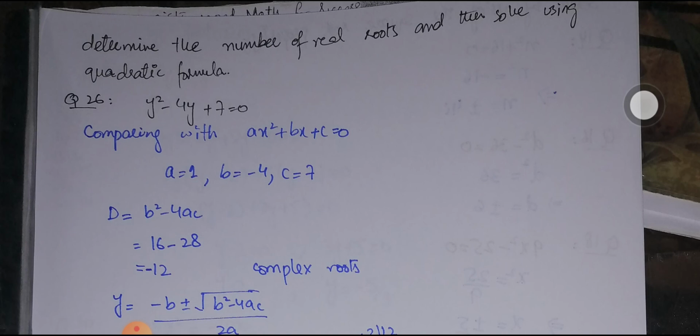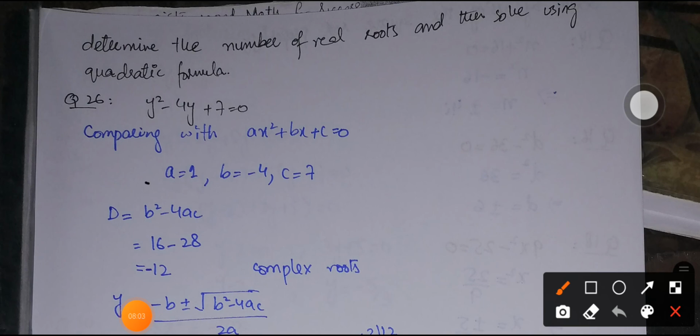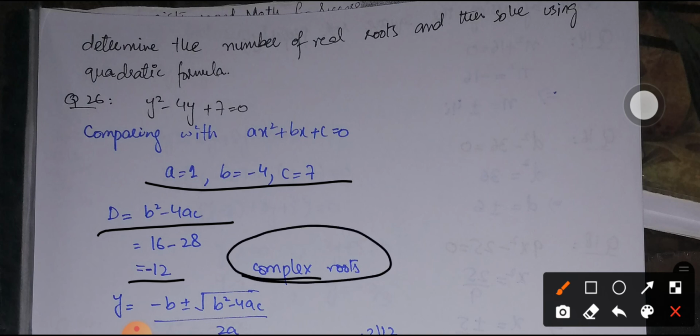Now for the quadratic formula, we are going to compare it with the general or standard form of the quadratic equation, which is ax square plus bx plus c is equal to 0. So here a is equal to 1, b is minus 4, and c is 7. The discriminant will be b square minus 4ac, that is minus 12, which is a negative number, so we are going to have complex roots as an answer.